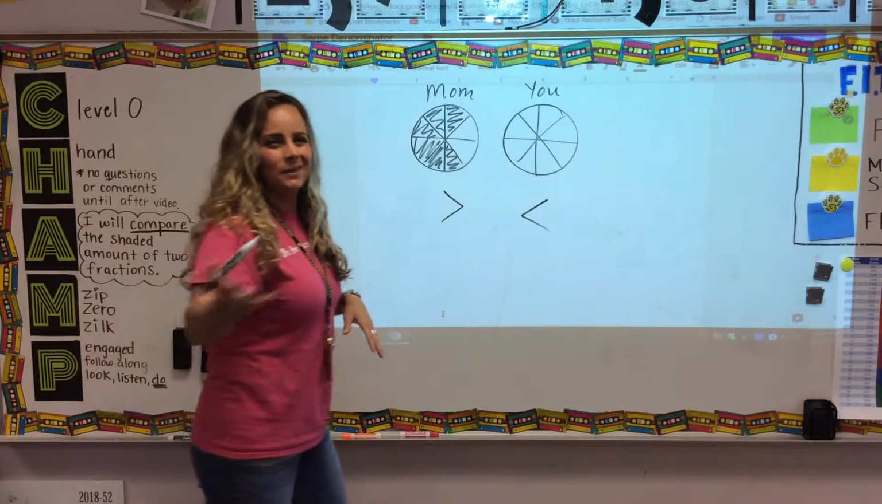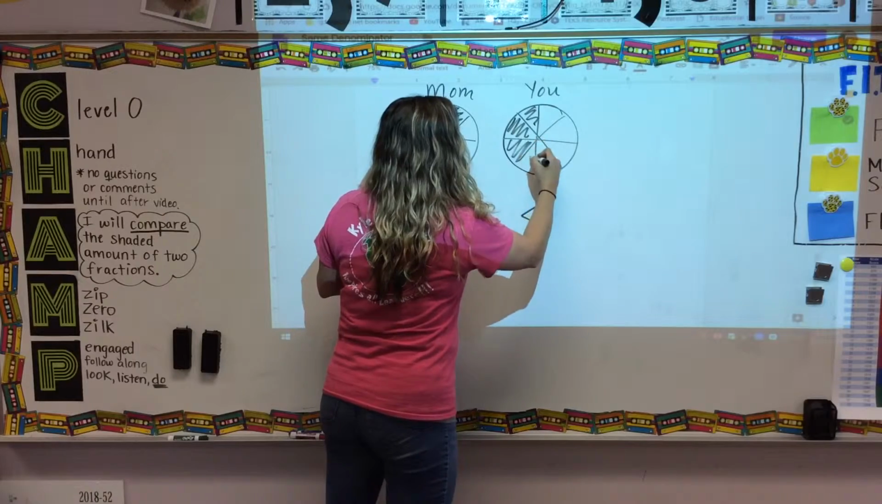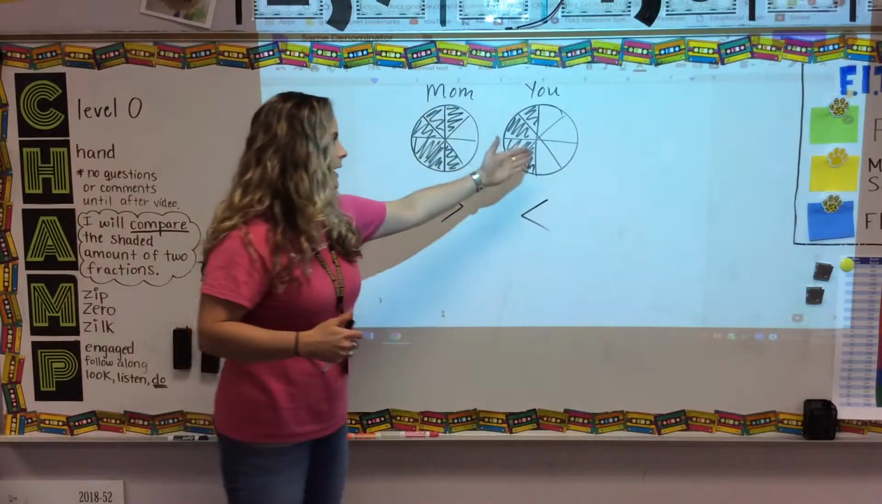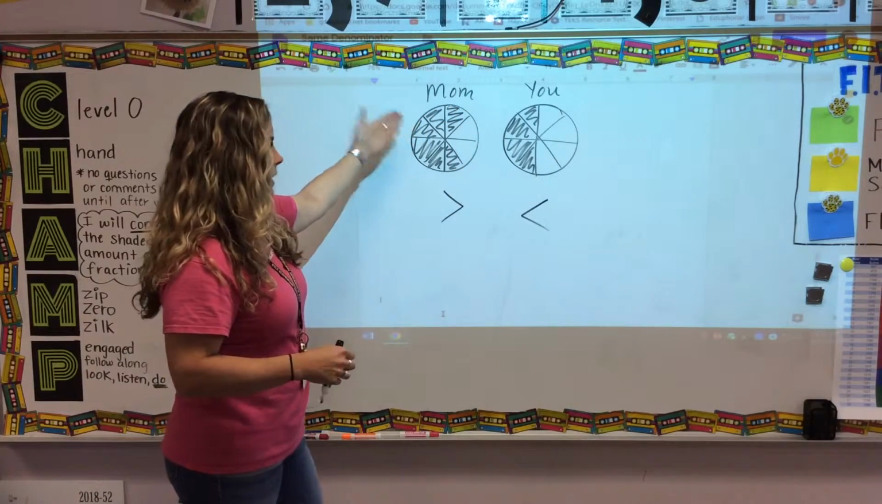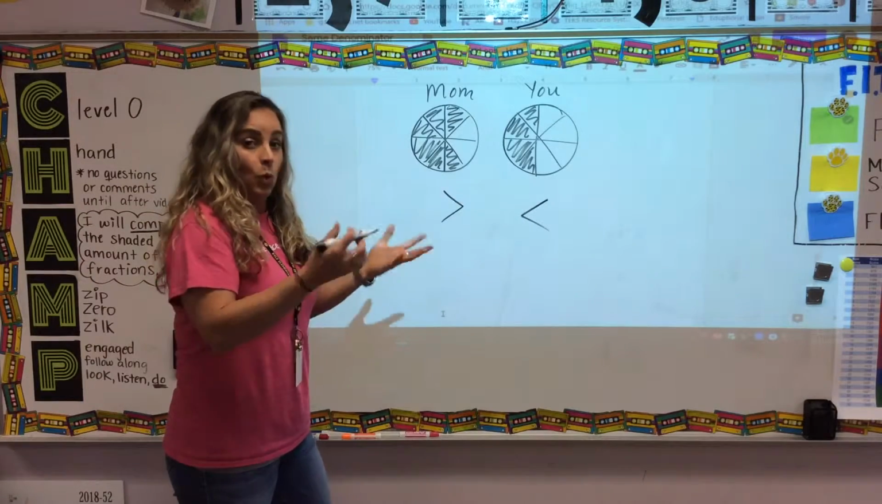Mom's hungry. I mean, let her eat. She takes care of you all day. She's got to get some. Okay, so you eat this amount that's shaded, and mom eats this amount. You can clearly see mom ate more, okay?